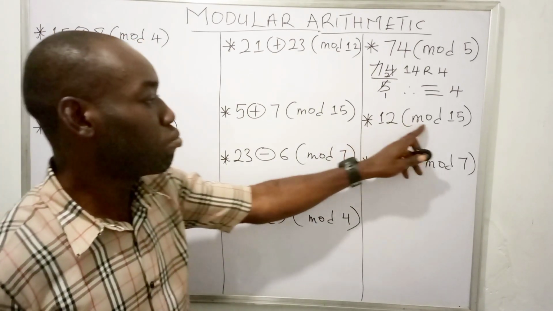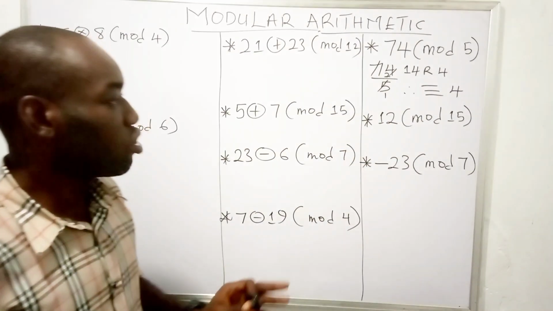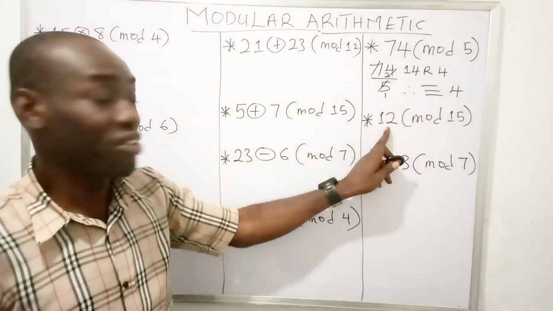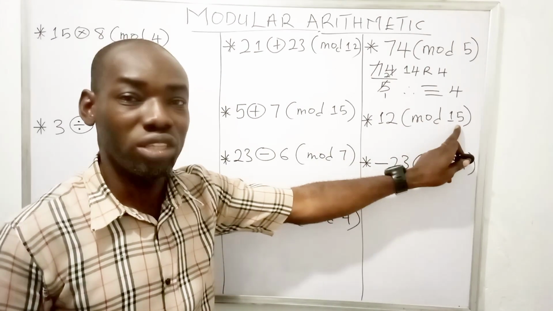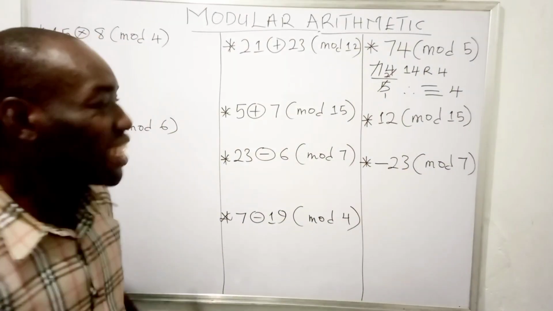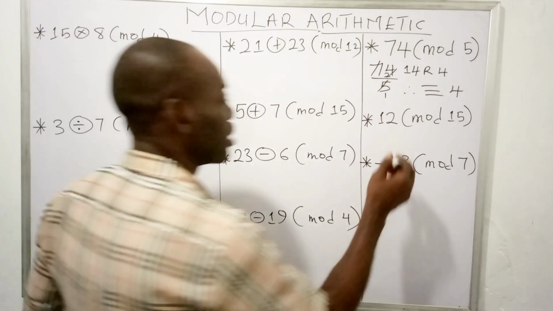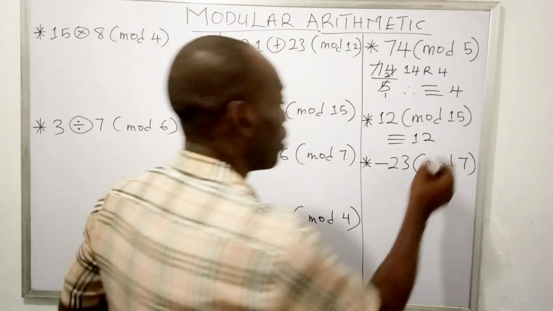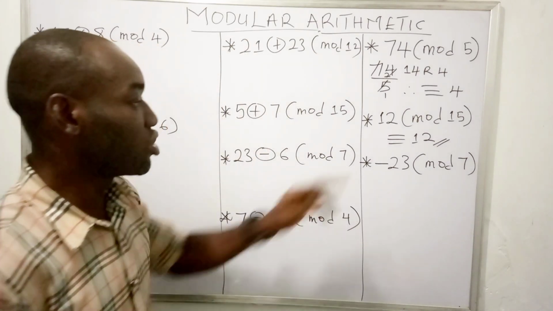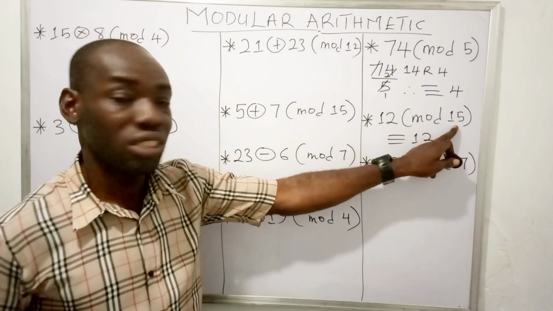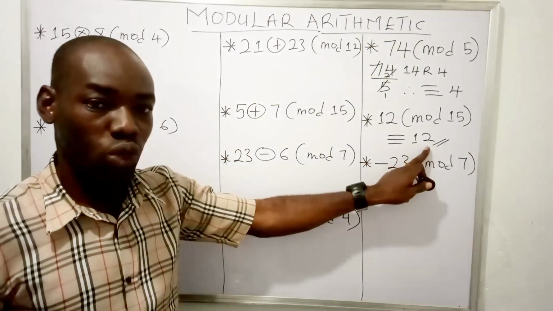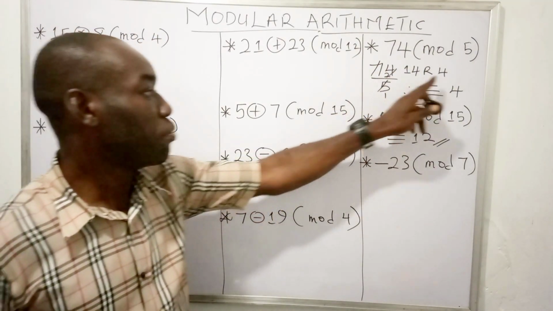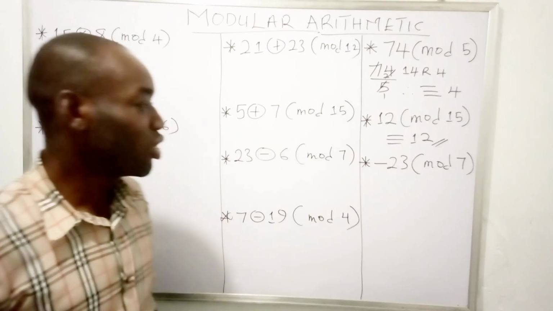Now let's take a look at the other one we have there. We have 12 mod 15. If you look closely, you discover that the positive number given to us is smaller than the required mode. If that's the case, then your answer is simply 12. Whenever the positive number given to you is smaller than the mode, the answer is that number. But when it's bigger than the mode, you divide by the mode, then the remainder becomes the solution to that problem.